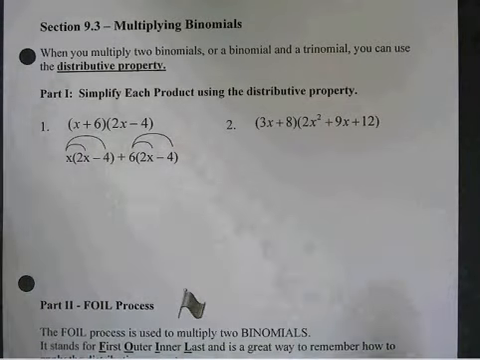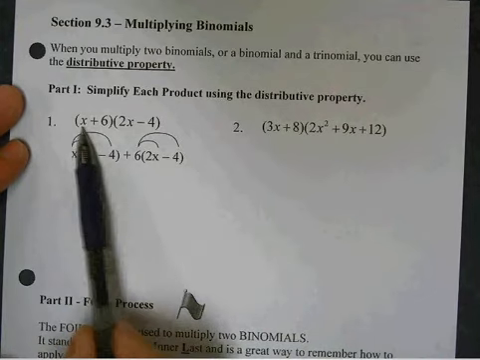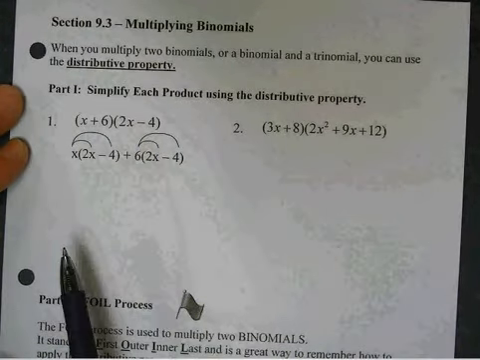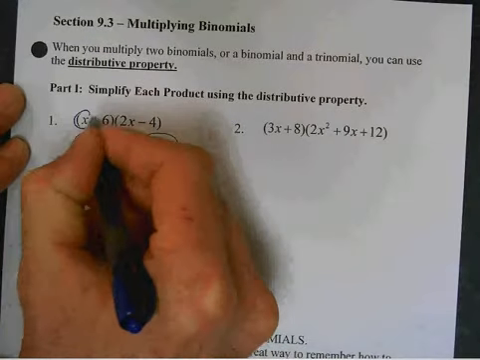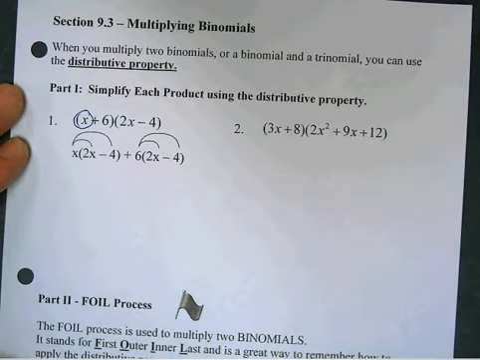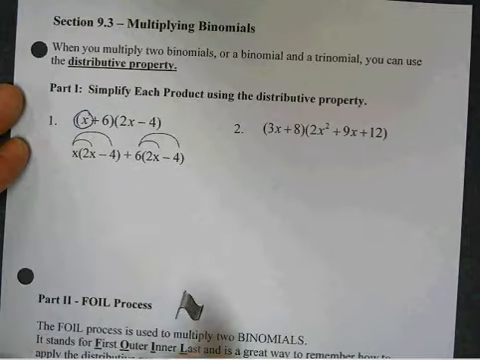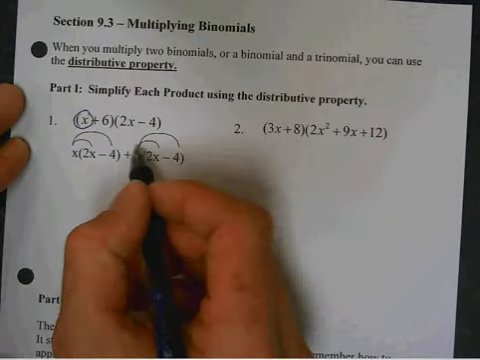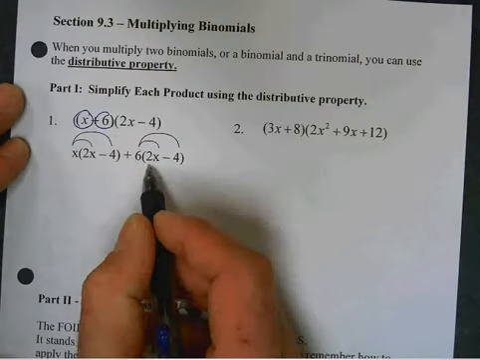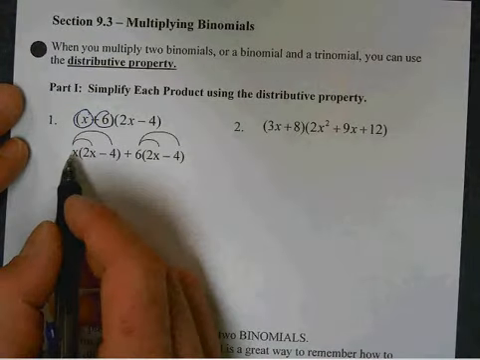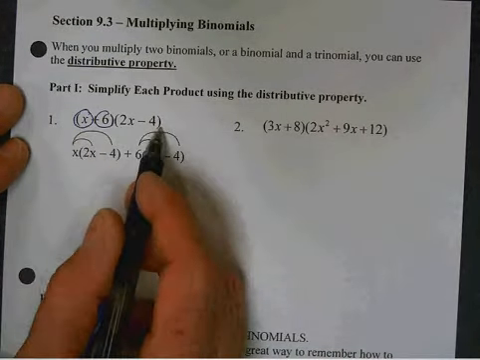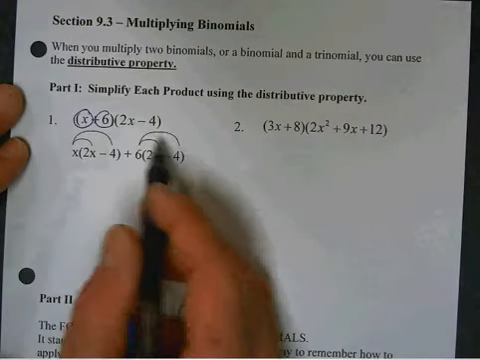The second method is going to be more of our typical process as we look through this. But I've kind of written it out here. X plus 6 times 2x minus 4. And the idea is this x needs to multiply by the 2x and the minus 4. Then the plus 6 needs to multiply by the 2x and the minus 4. And so what I did is I broke it out kind of into the idea of distributing. X times both of the ones at the back and plus 6 times both of the ones at the back.